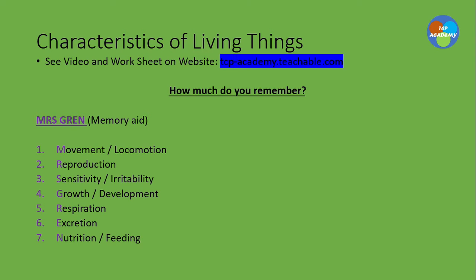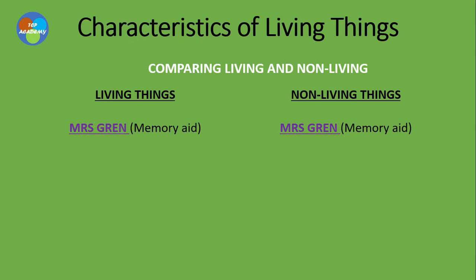Then we have nutrition and feeding, which refers to the ability of an organism to, of course, consume or make food, whichever one. We could talk about three different types of nutrition here. We could talk about autotrophic nutrition, where organisms are able to produce their own food, heterotrophic nutrition, where organisms are relying on other organisms for food, and of course, saprophytic nutrition, where organisms are feeding on the dead remains of other organisms. So, Mrs. Gren, we could do a comparison here of living and non-living organisms, movement and locomotion.